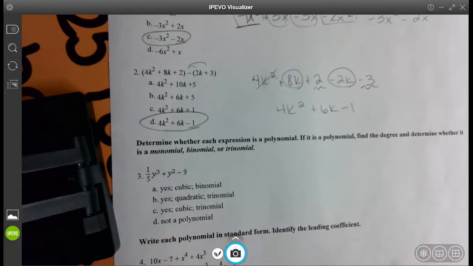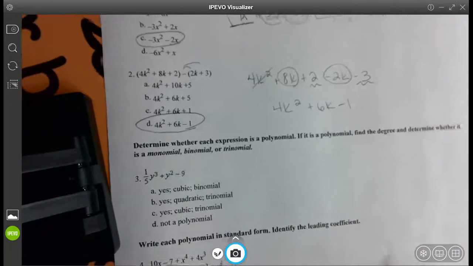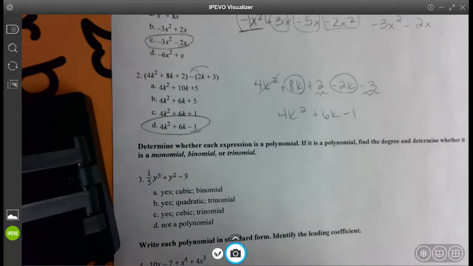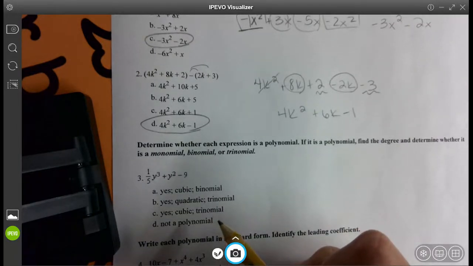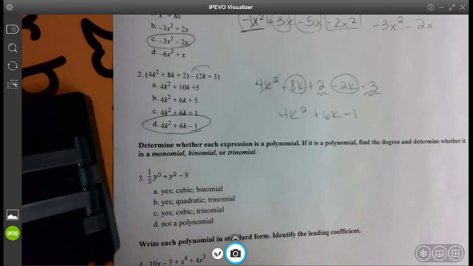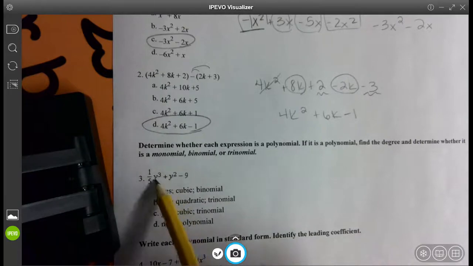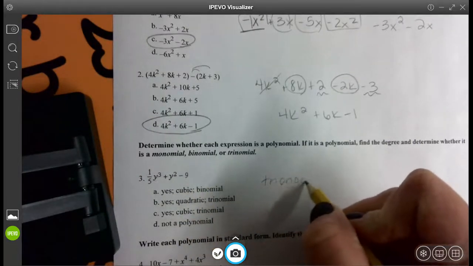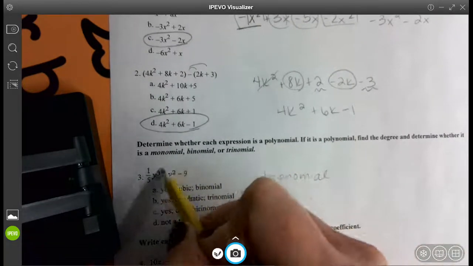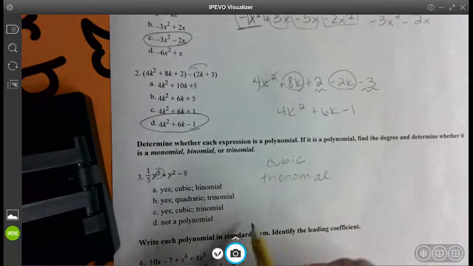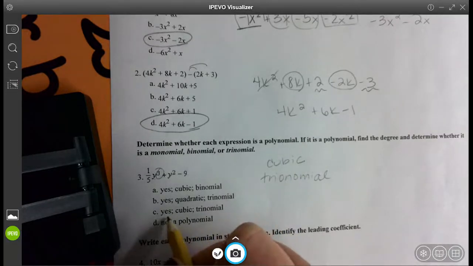It says determine whether each expression is a polynomial. If it is a polynomial, find the degree and determine whether it is a monomial, a binomial, or a trinomial. Okay, so yeah, it's a polynomial, and there are 3 terms, so it's a trinomial. Its highest degree is 3, so it's also a cubic. So it's a cubic trinomial.